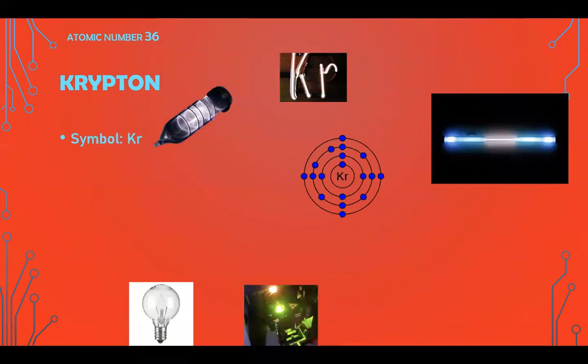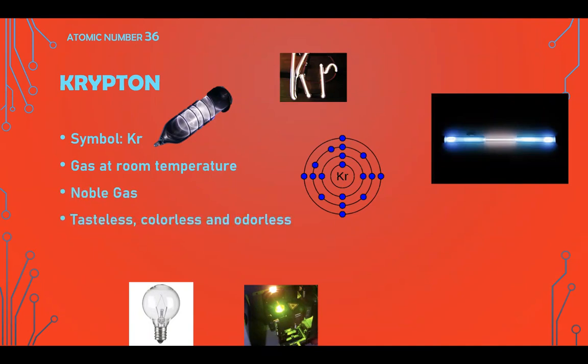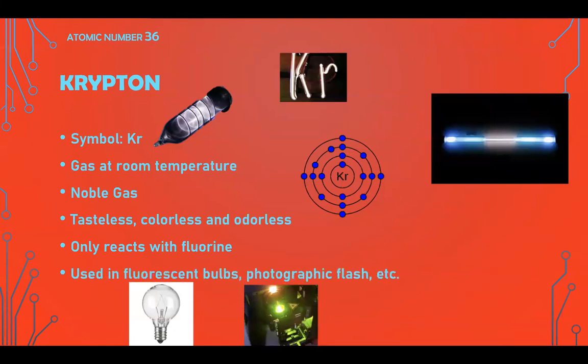Krypton. Krypton symbol is Kr. It's a gas at room temperature. Krypton is a noble gas which comes after halogens. I do not have to explain this hundreds of times now. Krypton is tasteless, colorless, and odorless. It only reacts with fluorine to form krypton fluoride. It reacts with fluorine under high temperatures and with certain isotopes of it. Krypton is used in fluorescent bulbs, photographic flash, etc.